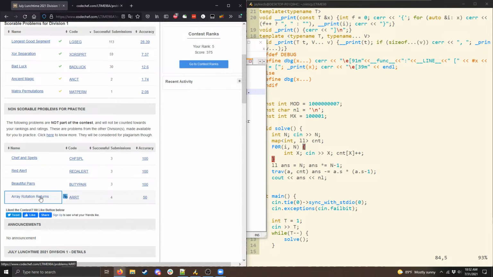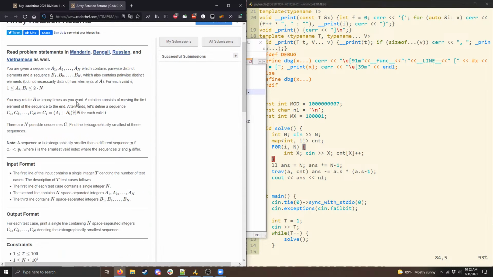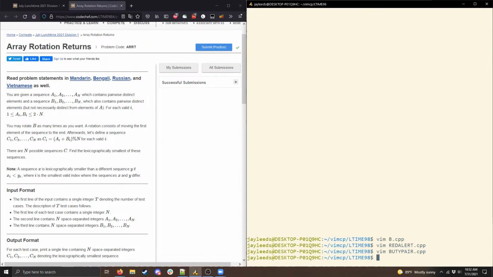And so now we're going on to array rotation returns, which is the second problem in div 2, fourth in div 3. All right. So you're given a sequence a sub 1 through a sub n, and a sequence b sub 1 through b sub n. And for each valid i, the a sub i and b sub i are between 1 and 2n. You can rotate b as many times as you want, and then we define a sequence c sub i such that c sub i is a sub i plus b sub i mod n for each i. We have to find the lexicographically smallest possible sequence c.